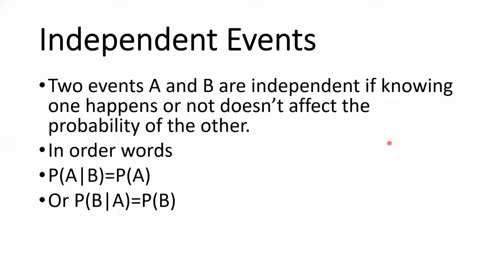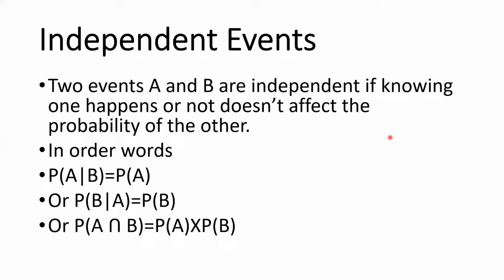Another way of saying that is the probability of A intersect B is the product of the probabilities. You can use the product rule of probability to show the equivalence of all three, assuming neither probability is 0.